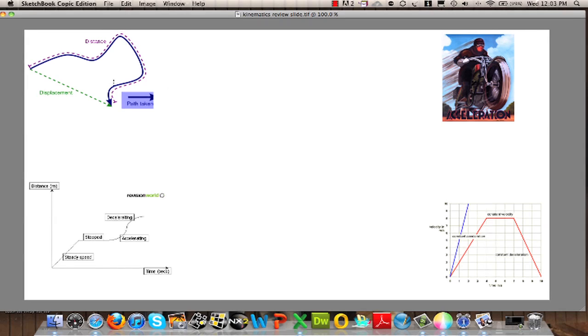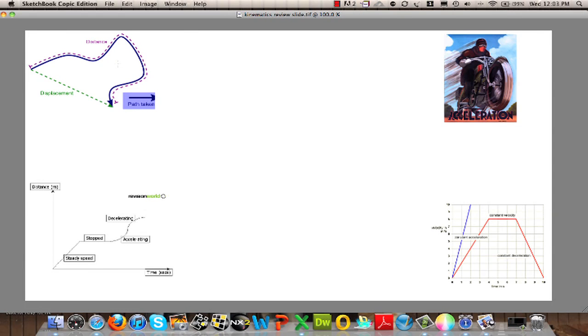Now let's review the kinematics lesson. We started out with some vocabulary. So we have here distance and then displacement. Distance is the total path traveled, and displacement is how far you have gone from start. Very often they are the same thing.